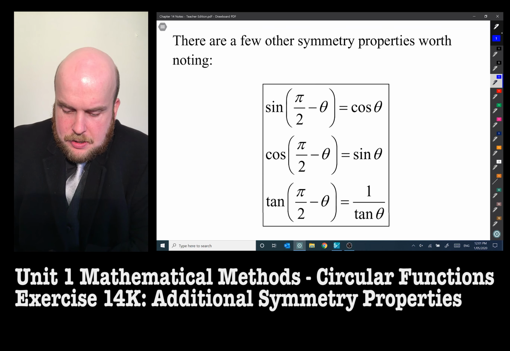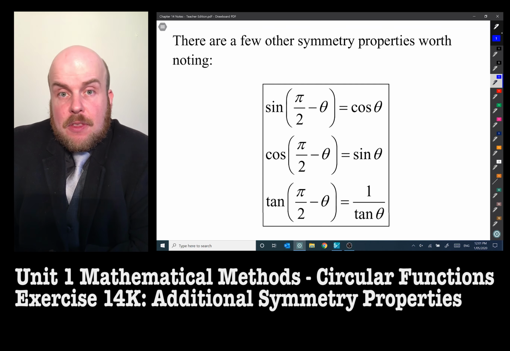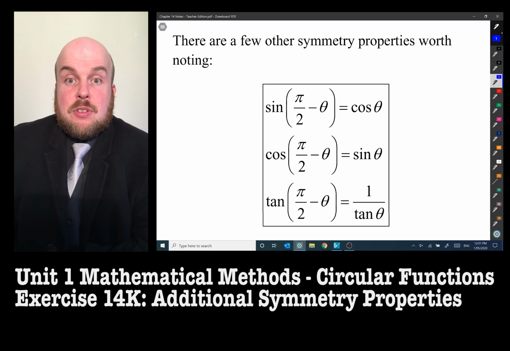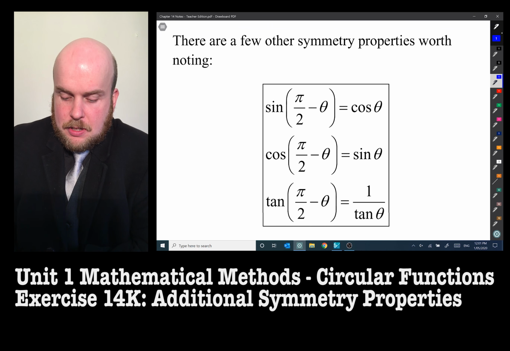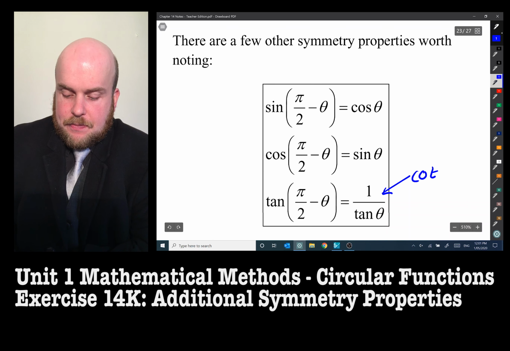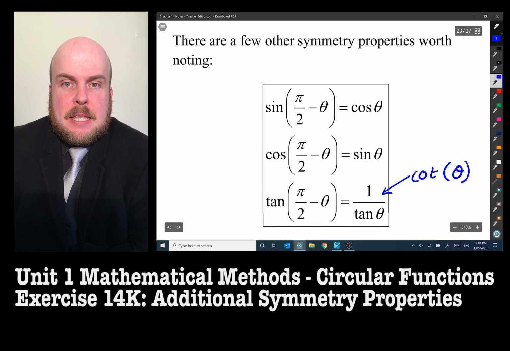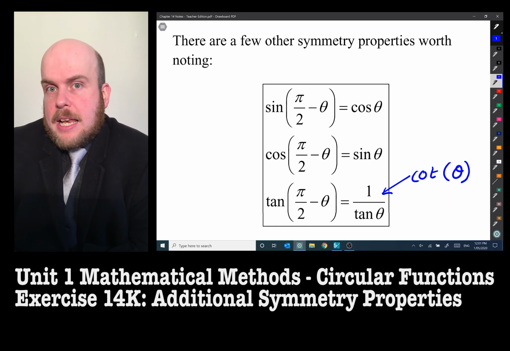Another thing you might notice is it says 1 over tan theta. Now, for those who have done any extra study, particularly with specialists, will know that this is also sometimes referred to as cot theta. You don't need to know that for methods, but that's just a fun fact if you see it in any other reference.